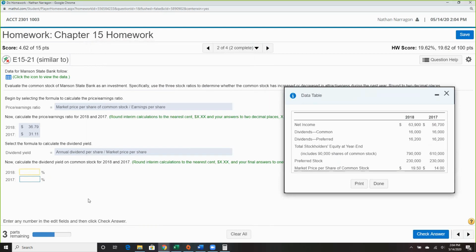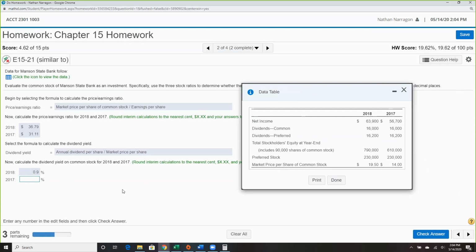About 9%. Okay. There we go. Alright. We're not giving a lot of dividends here. However, these stockholders, I hope they're happy with 18 cents.